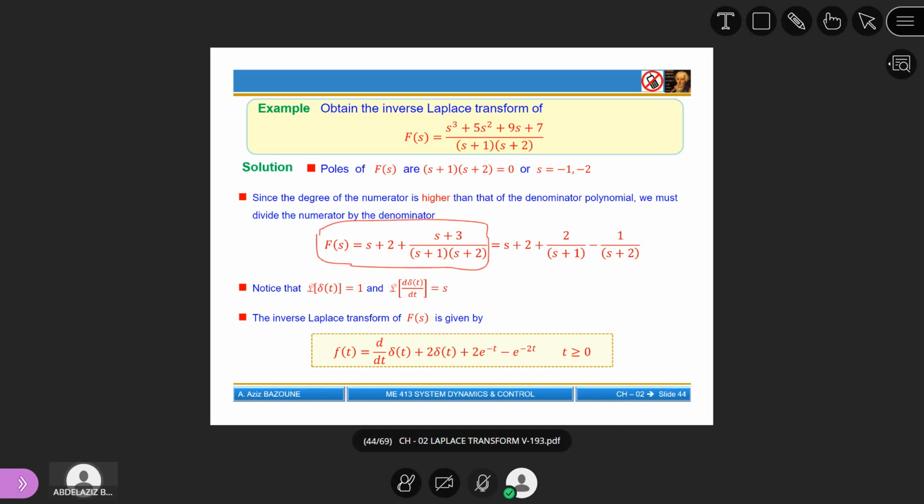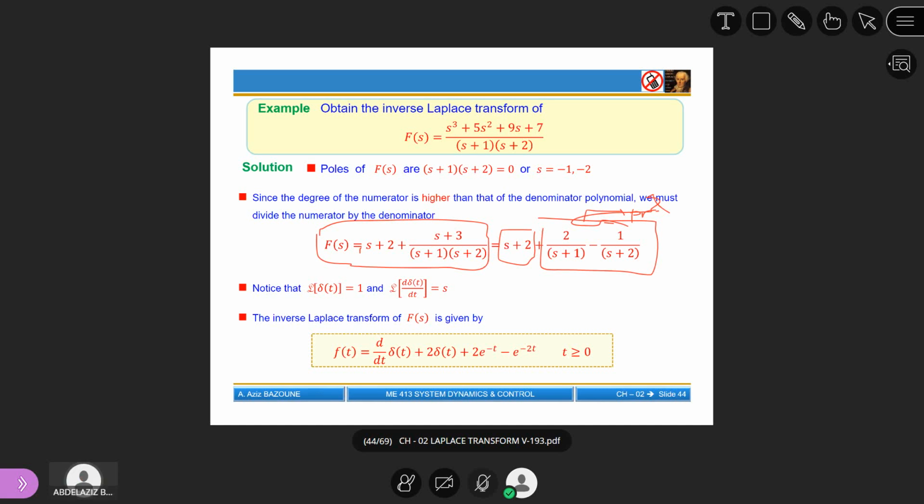This was given. We did the long division. We found this term and this term. This term is the previous example. Any problem with that? Yeah, it's clear. Now we will deal with this one. Please pay attention. Take your time.